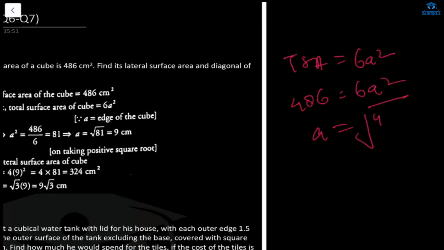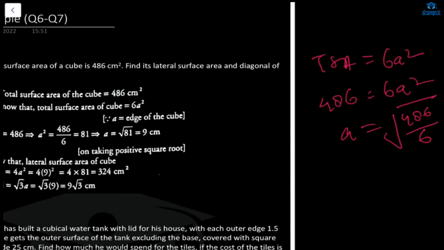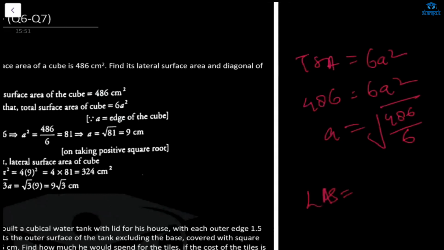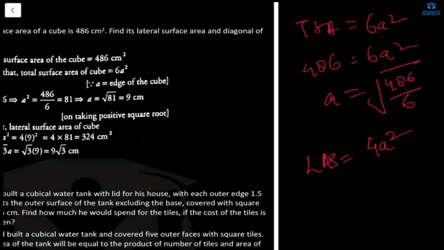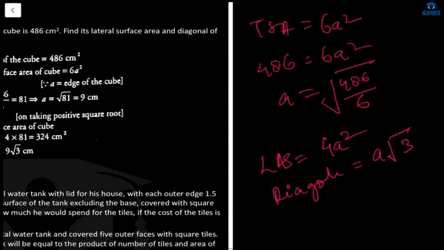So from here you are going to find out the value of a. You'll just take the positive value. Only positive because we are talking about distance, and then you can easily find out lateral surface area. LSA is equal to 4a square. And if you have found the value of a, you can find out the diagonal also. Diagonal is what? a root 3. Understood? Any doubt?